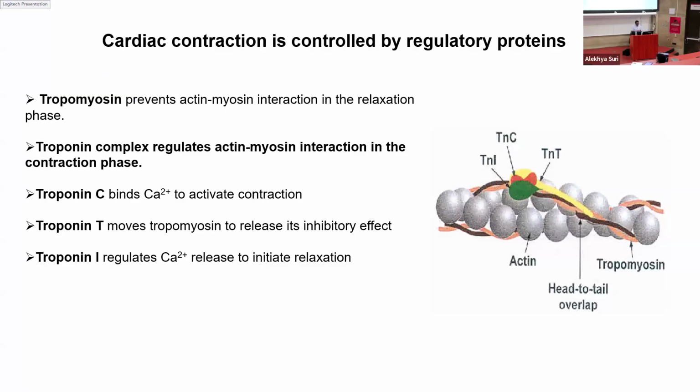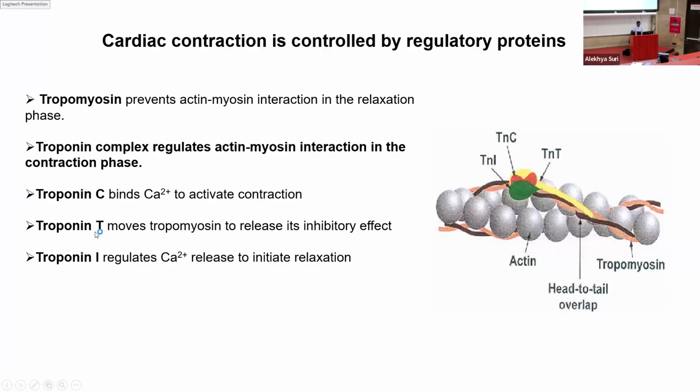The troponin complex has three different proteins: troponin C, T, and I. The C stands for calcium. This protein binds to calcium and activates the contractions. Whenever the calcium-induced calcium release mechanism occurs, the calcium will bind to troponin C, and thereby it will activate the actomyosin interaction. So the binding of calcium to troponin C is involved in muscle contraction.